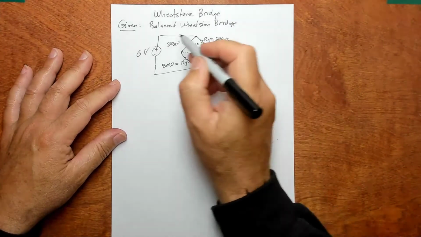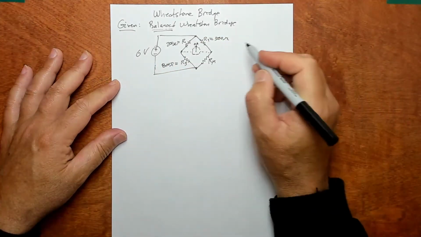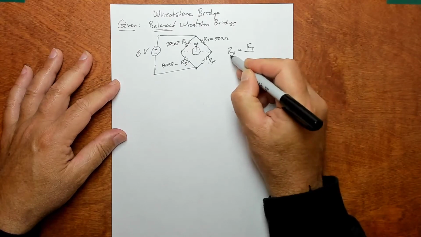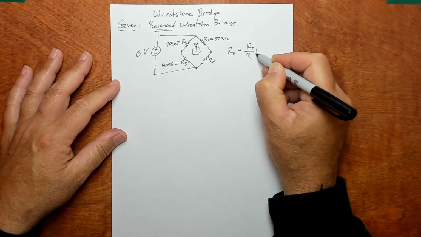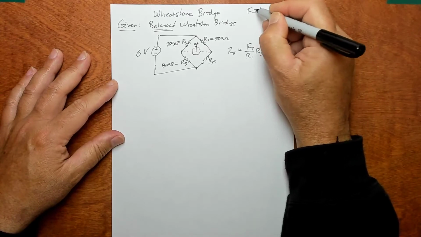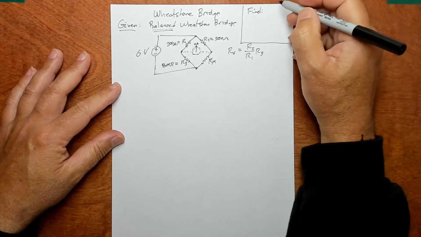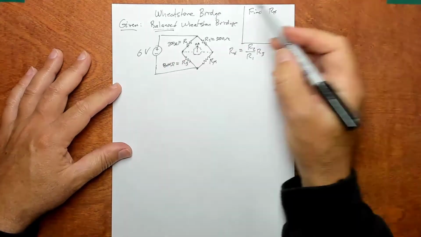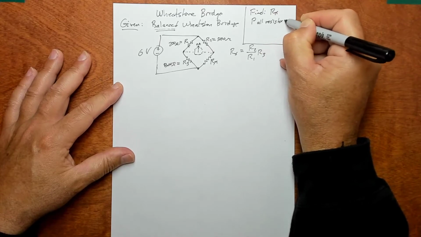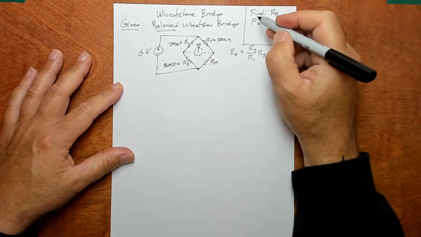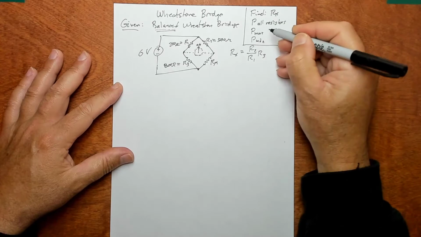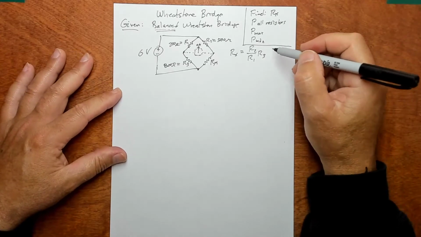And at that point, that's what we mean by balanced. At that point, this formula applies. The unknown resistance is given by this formula right here, and that's what we're asked to find. We're asked to find a couple of things. We're asked to find R sub X for this balance condition, and then P in all resistors. What is the power in each one of these 4 resistors? And then find P max and P min: the resistor with the largest power draw and the resistor with the smallest power draw.